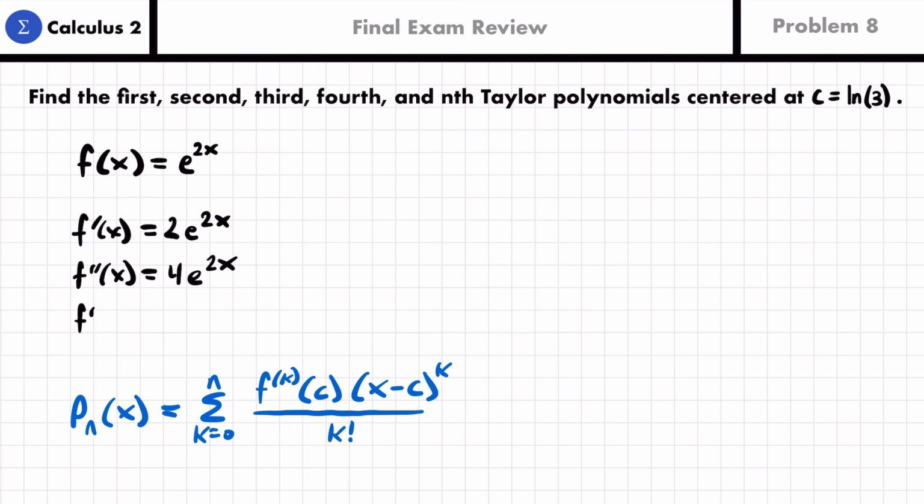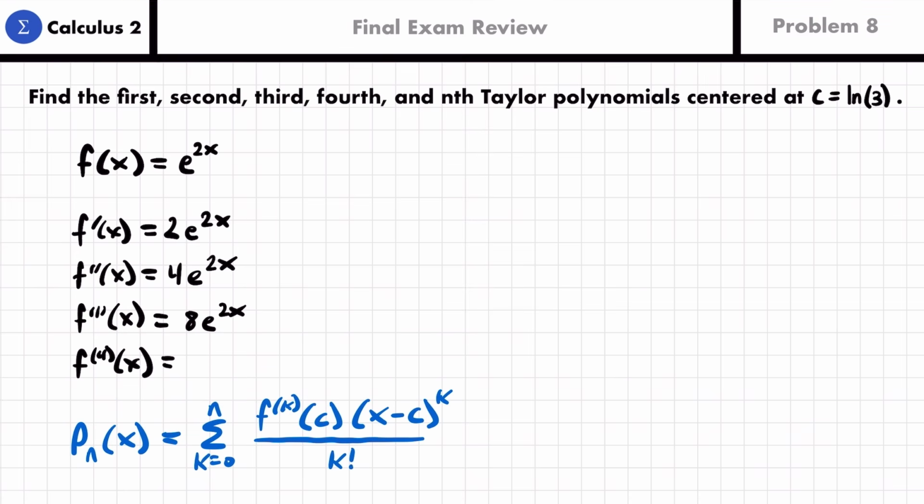Then moving on to the third derivative, f triple prime of x. We want to take the derivative again, so we'll differentiate the second derivative. It's just going to be the same function again, but multiplied by another 2, and 4 times 2 is 8, so we get 8 times e to the power of 2x. And then finally, the fourth derivative, which is denoted like this, we have f and then 4 in parentheses of x. That will be equal to the derivative of the third derivative. And so we'll just get the same function again, but multiplied by another 2. And 8 times 2 is 16, so we get 16e to the power of 2x.